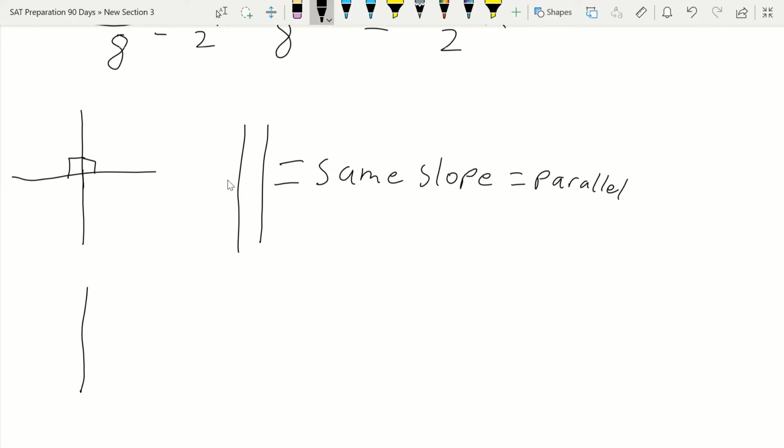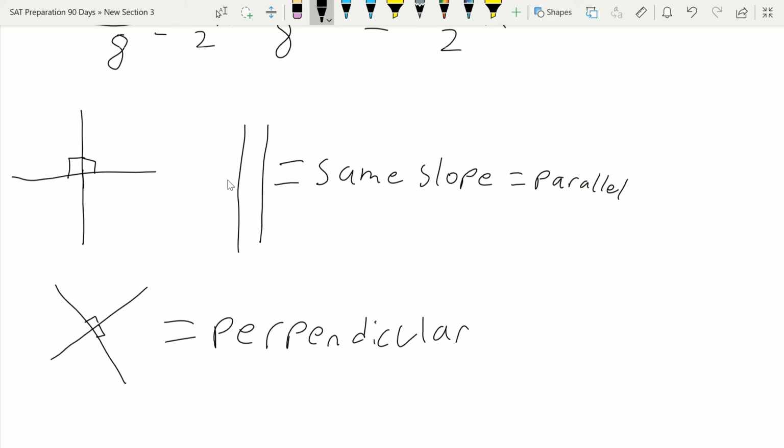Now, I'll give a different example. Let's make it a little bit more interesting. Let's go like that, like that. So those right there are perpendicular lines because they form that right angle right there. So those are perpendicular. You need to know the difference between parallel and perpendicular for the SAT. So I'm putting that in here. Put this in your notes.